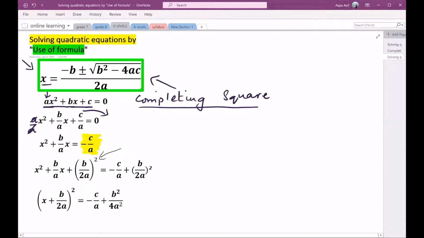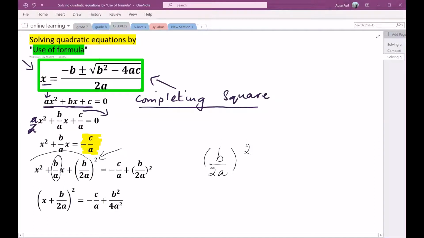complete the square on the left hand side. I've told you that in order to find this b squared value, you have to take the coefficient of x, divide it by 2, and take the square of it. Coefficient of x divided by 2 gives you b over 2a, and you have to add b over 2a squared on both sides in order to balance the equation. This has completed the square.